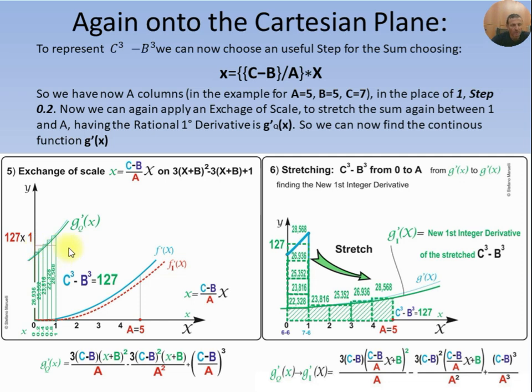So now what we can do after this exchange of scale is giving what I've called the rational first derivative, g_q prime of x, is these terms where you can see the c minus b over a factor. The first term has power of 1, the second term has the power of 2, and at the end the power of 3, of course, by 1.